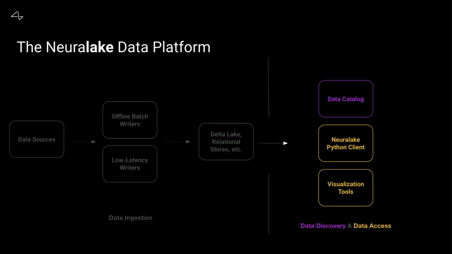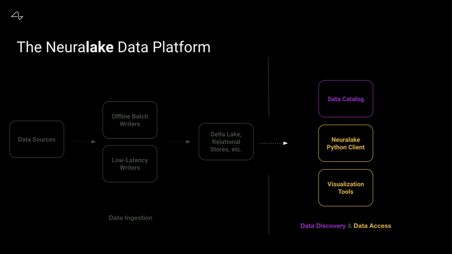So that's how data gets into our system. We have writers, we have low latency, we have high latency batch writers, and both of these kinds of writers are writing to our Delta stores. And all of this data is available, so let's talk about data discovery and data access.